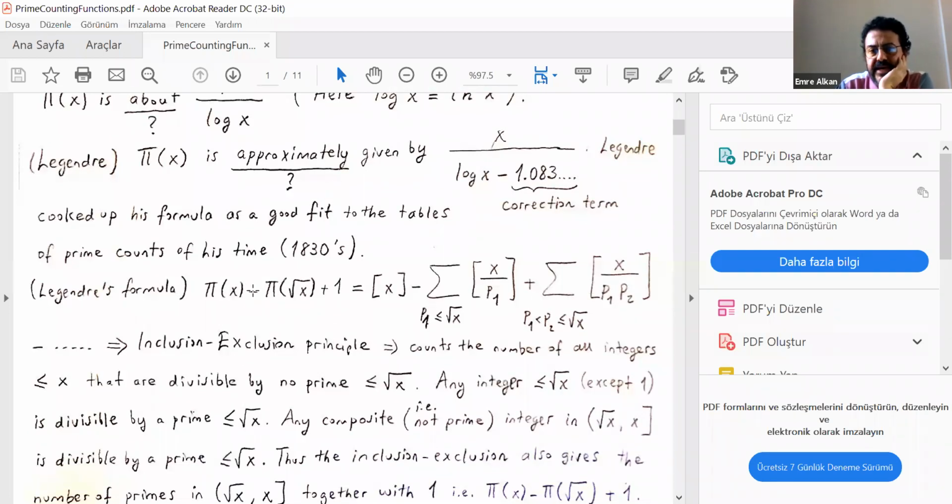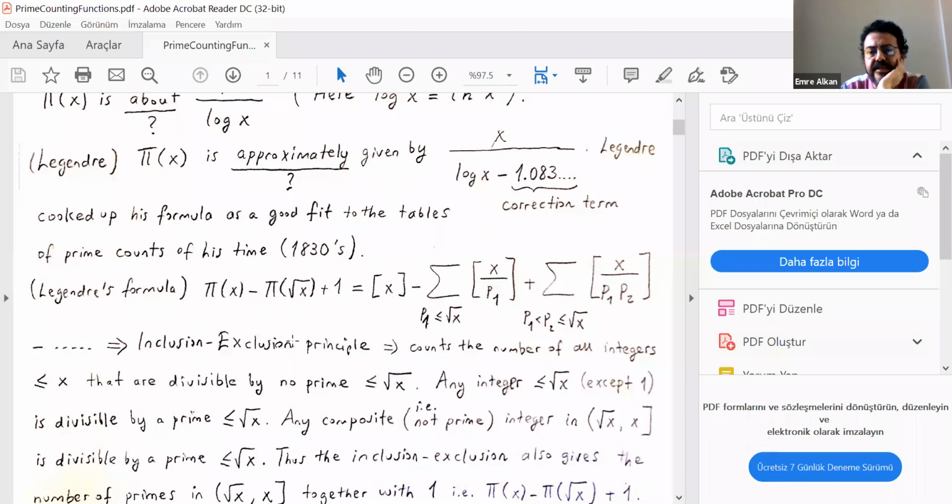So pi of x minus pi of square root of x plus 1, and that's equal to, so this is an exact formula, the greatest integer of x minus, well, look at the sum. So p1, p2, these are all primes. So all primes up to square root of x, of the greatest integer of x over p1, and you have a plus, and then you have products of two different primes, less than or equal to square root of x, and you take the greatest integer of x over p1 times p2, and so on.